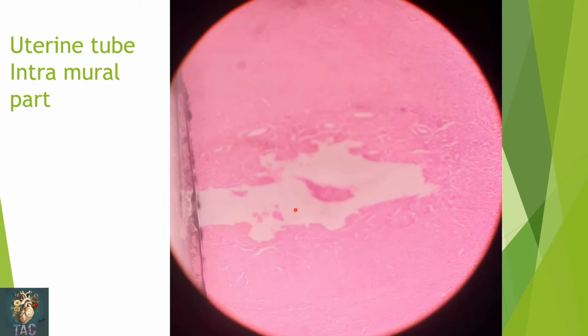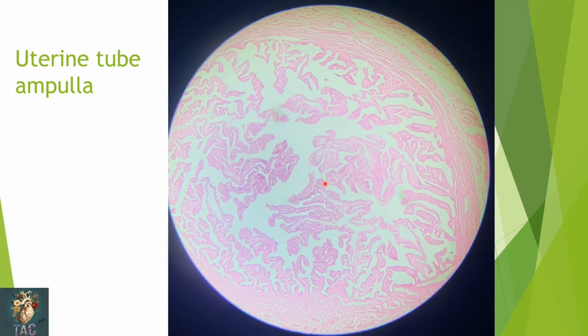This is the section taken through the intramural part of the uterine tube. Surrounding area shows the parts of the uterus. So this is intramural, also called the interstitial part of the uterine tube. This is the section taken through the ampullary part of the uterine tube.